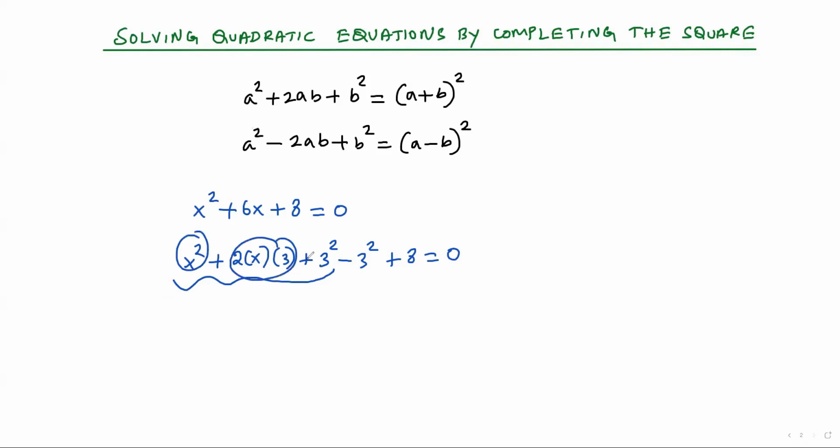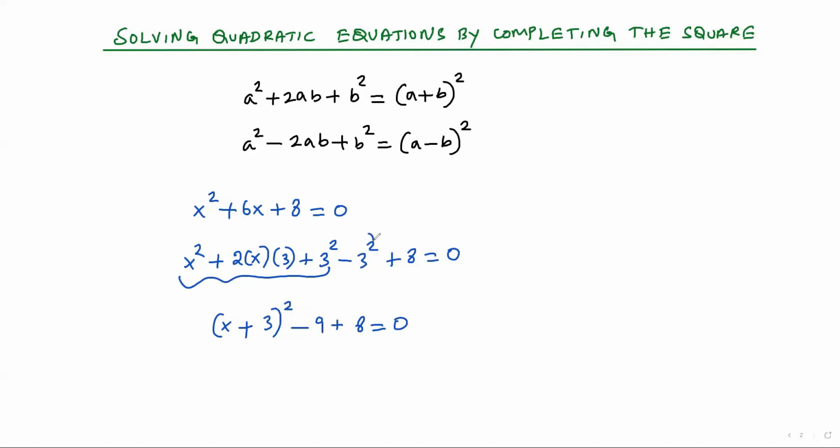x square, 2 times x times 3, positive 3 square are exactly in the form of a square positive 2ab positive b square. So we write (a positive b) whole square for the trinomial. Then what do we have to write for this x square positive 2 times x times 3 positive 3 square? It's very simple. For a we have x, and for 2ab we have a positive sign, and instead of b we have 3. So (x positive 3) whole square. This is the square of the binomial we write for this trinomial. And negative 3 square means negative 9, positive 8 equals 0.